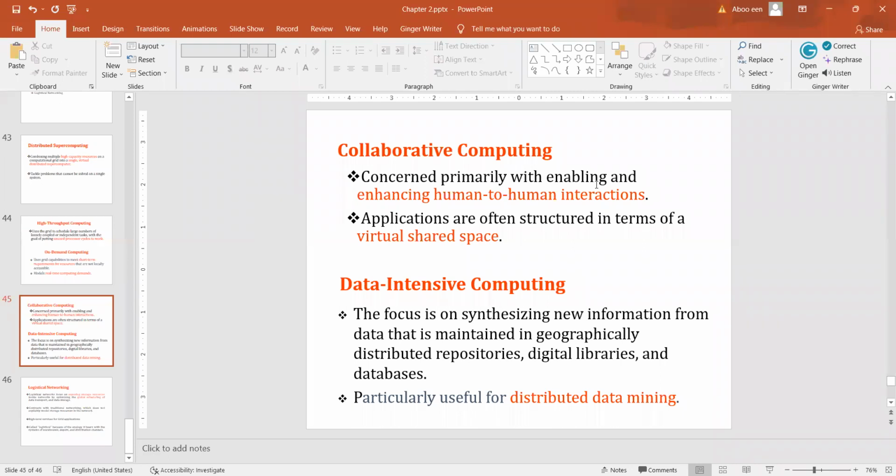So they are going to access or retrieve the data from various locations, from various repositories, digital libraries, and databases. So at that time they require data intensive computing, since they are going to deal with this huge amount of data.